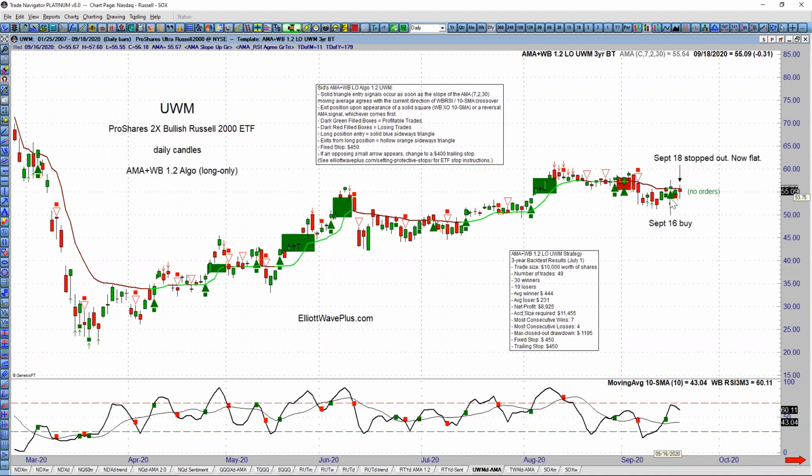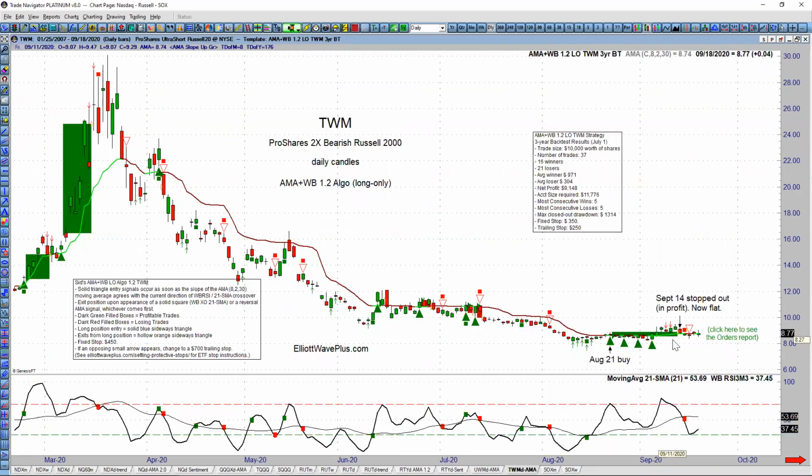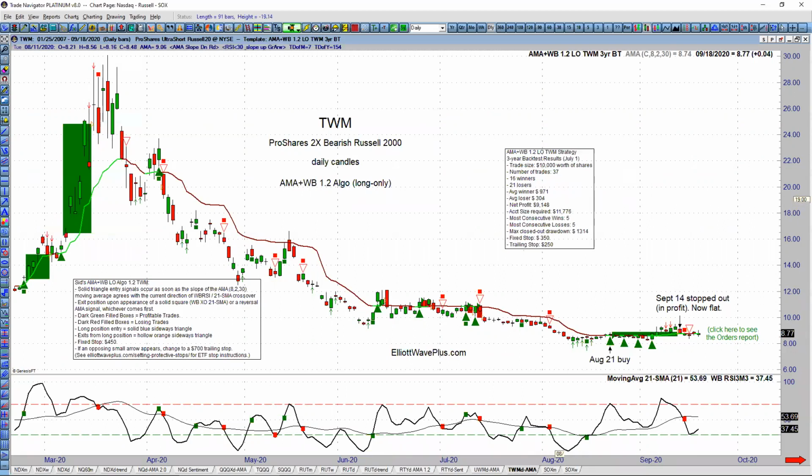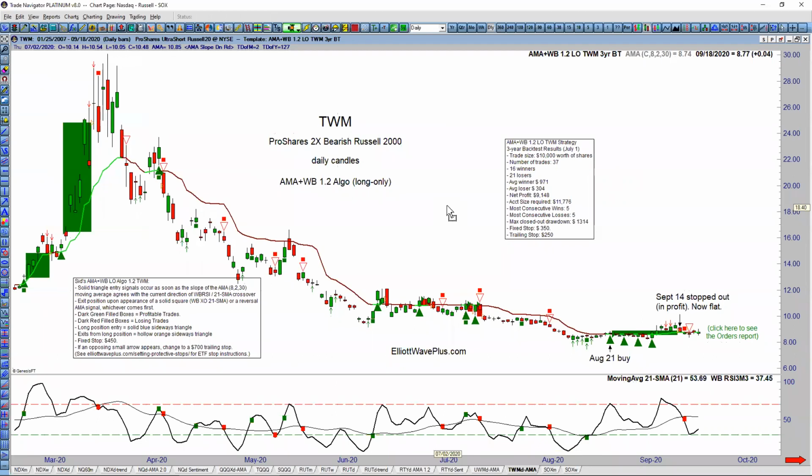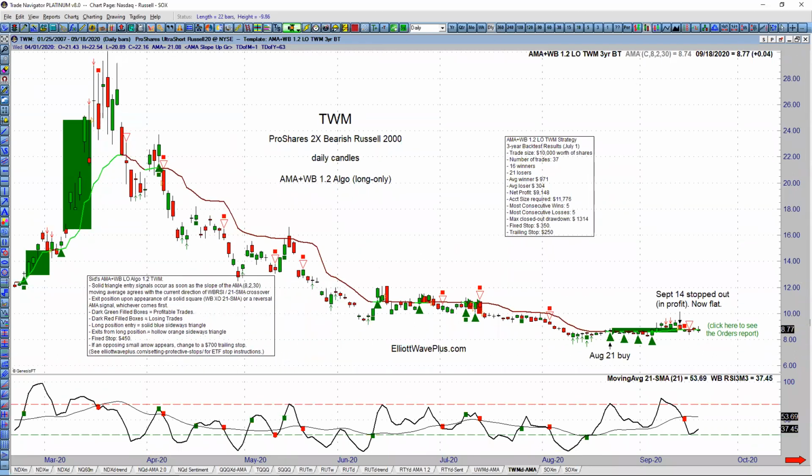There was an attempt to go long last week on the Russell. I would use it via the EWM. That didn't work out on the momentum algo. And I would have to say that this kind of basing process that the TWM has been putting in, if you like to use ETFs as a way to short one of the general stock market indices, this one might be one of your better bets right at this juncture, in my opinion.